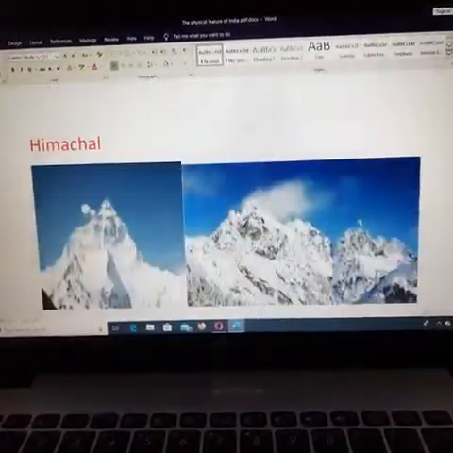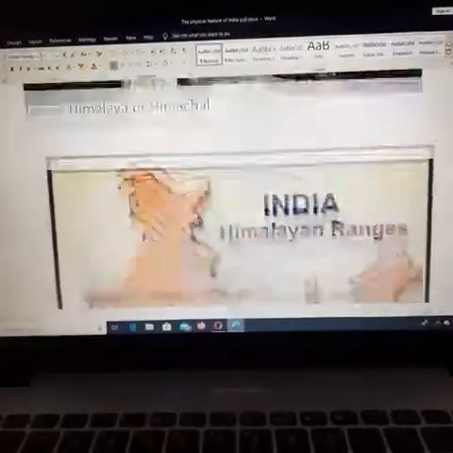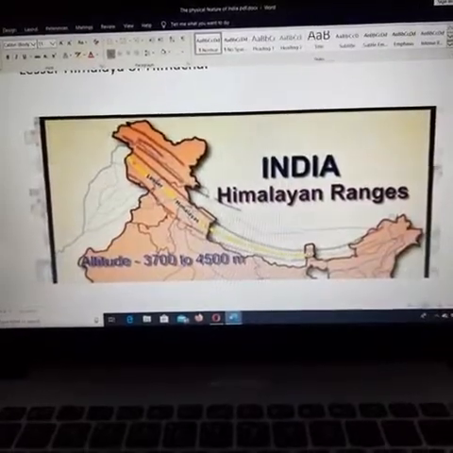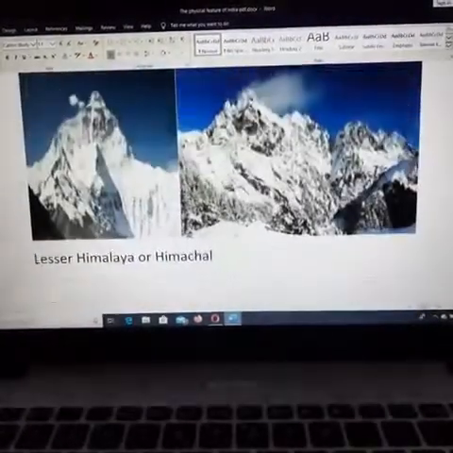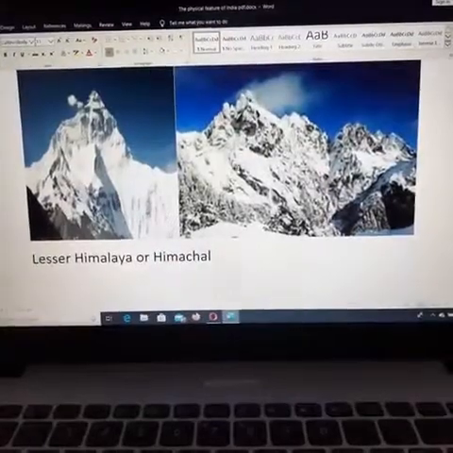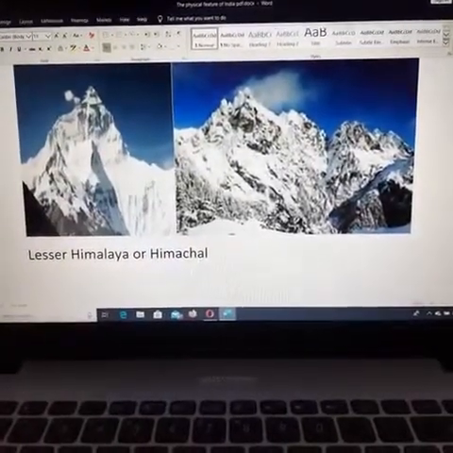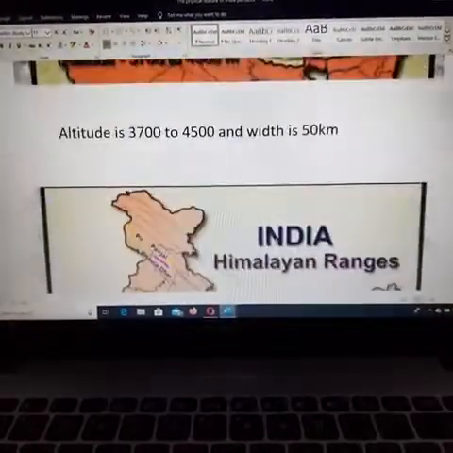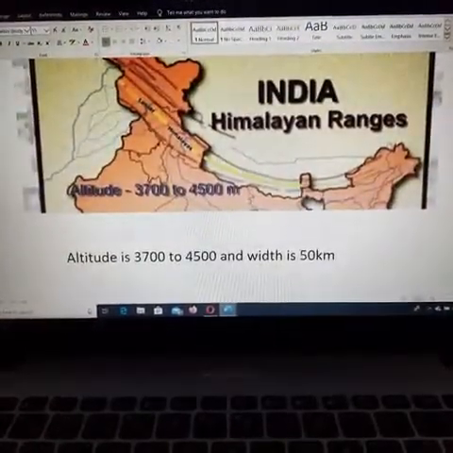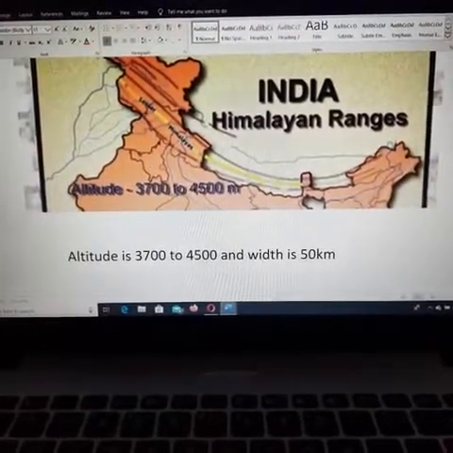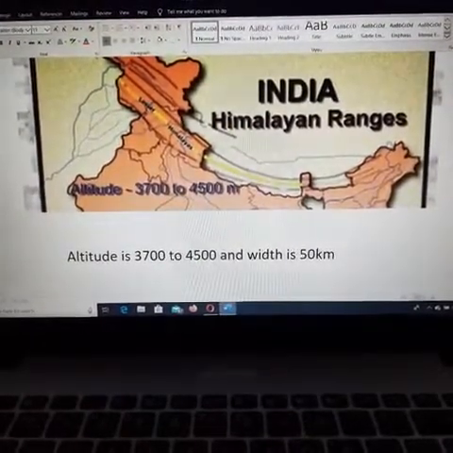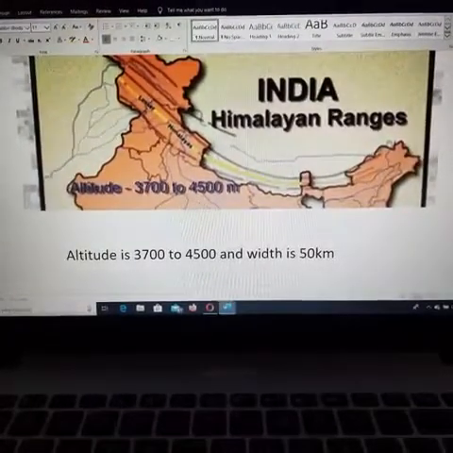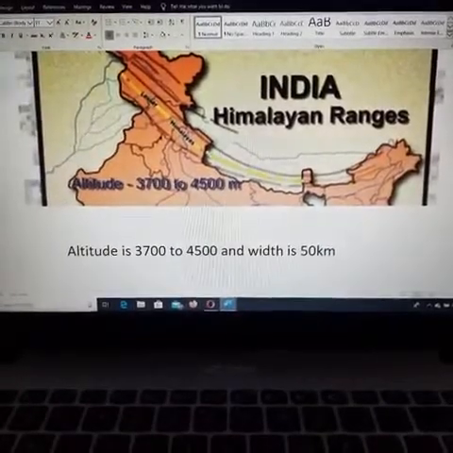The next is the Himachal, the second one, the middle part. This is the Lesser Himalaya, also called the Himachal. Hima means full of snow-covered areas, so this is called the Himachal region. What is its altitude? The altitude is 3,700 to 4,500 meters, and the width is almost 50 kilometers in the Himachal region.